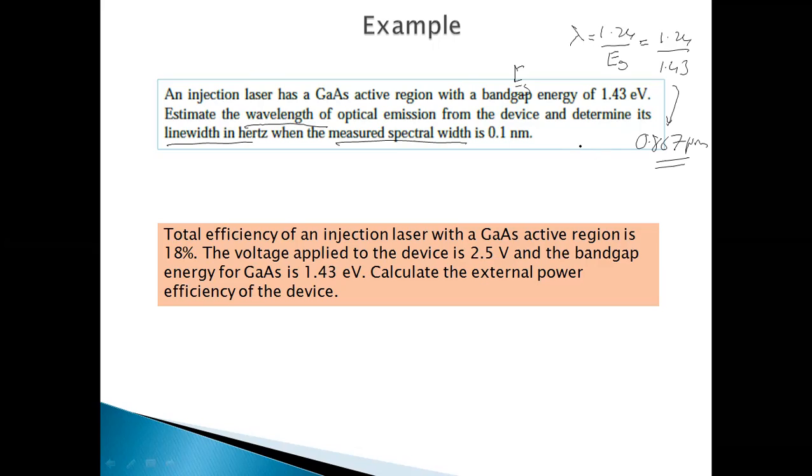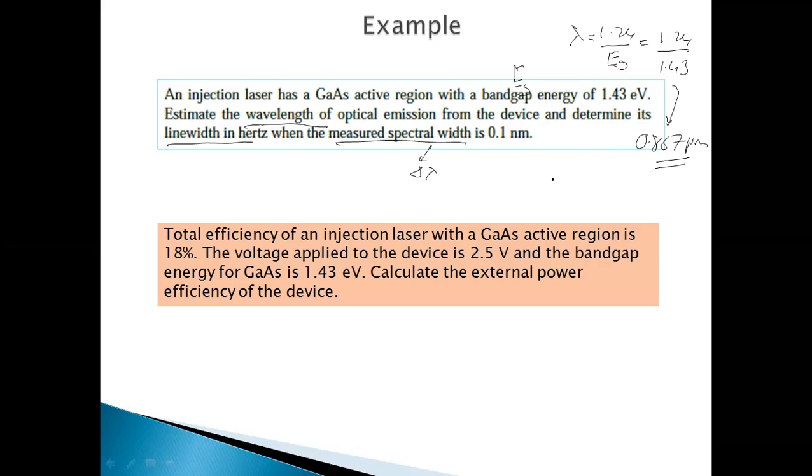Then the second question is to determine the line width in hertz, and in this particular case, we are given that the measured spectral width is 0.1 nanometer. So what is the spectral width? If you refer to the previous slide, the spectral width is equal to delta lambda.